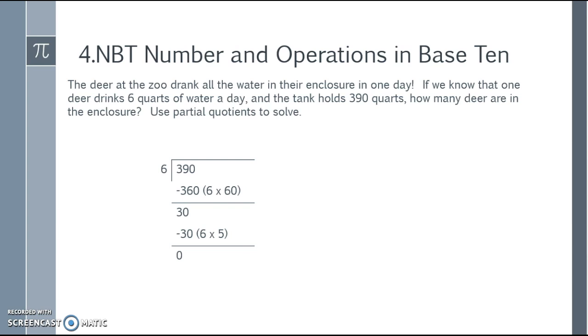Well, then how do I know how many times 6 can go into 390? I take the pieces that I multiplied 6 by, 60 and 5, and I add them together to get 65.